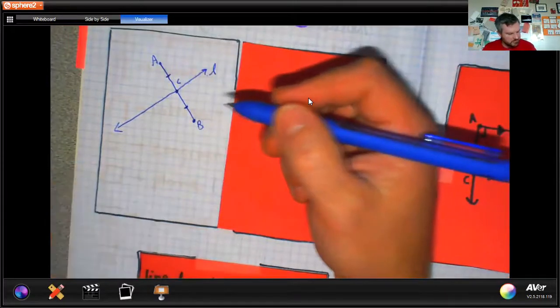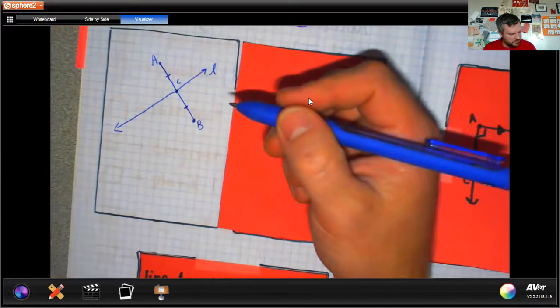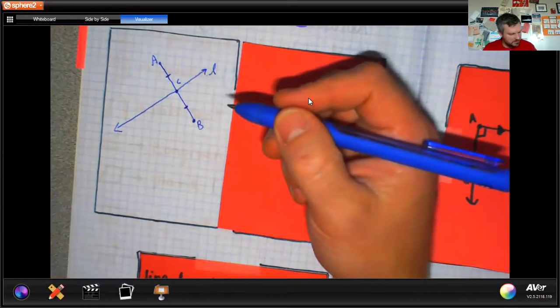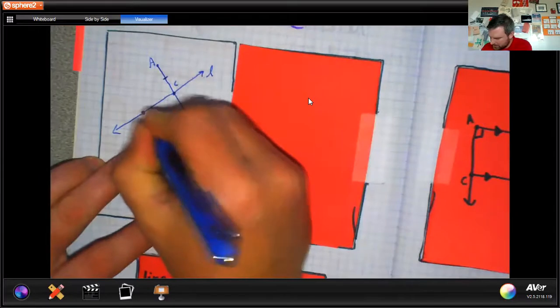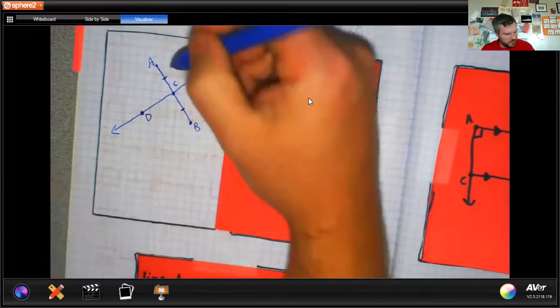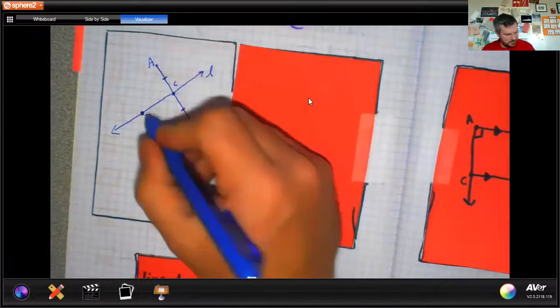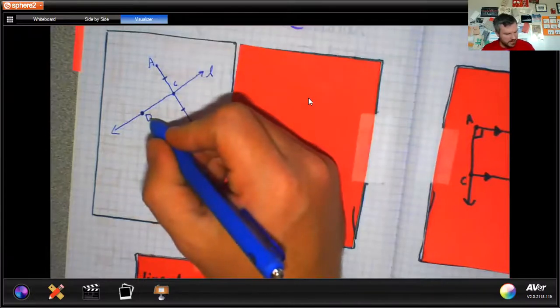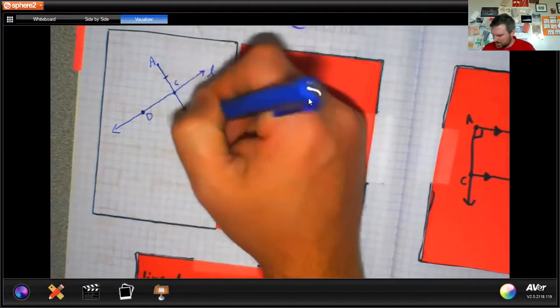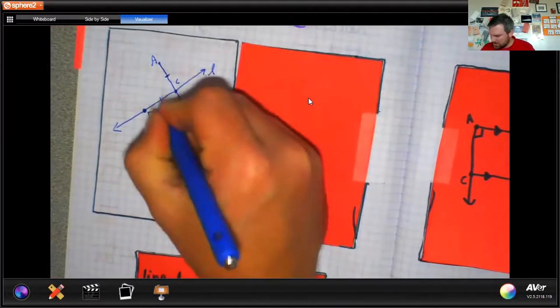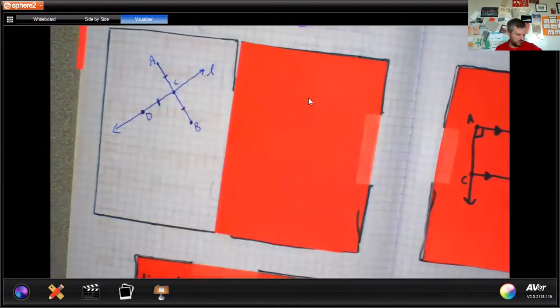And then it says segment DC is congruent to segment AC and segment CB. Point D is on line L, so I need to put point D on line L. Point D. And then I need to go back. It says DC and AC and CB are all the same. So this segment and this segment and this segment are all the same, so they all get those tick marks. Okay? And that's it. That's the picture.